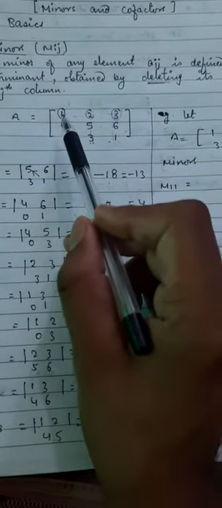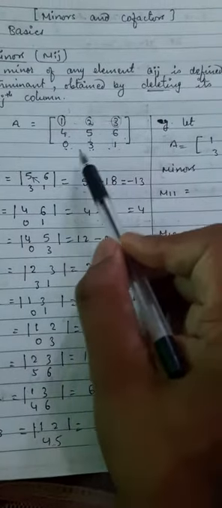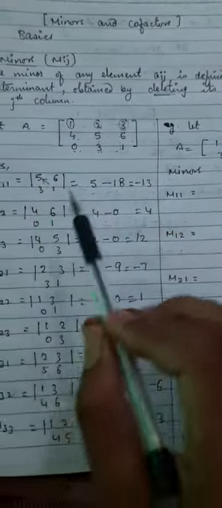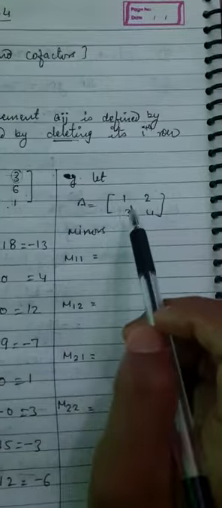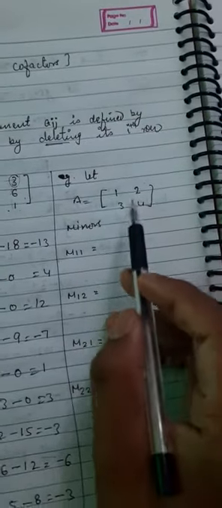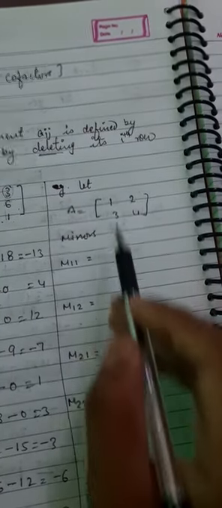Okay, we will delete its row and column, and whatever remains, we will write that determinant, and as it is we will complete till M33. Now one example I am taking of a 2 by 2 matrix. Its minors, so only 4 elements are there.